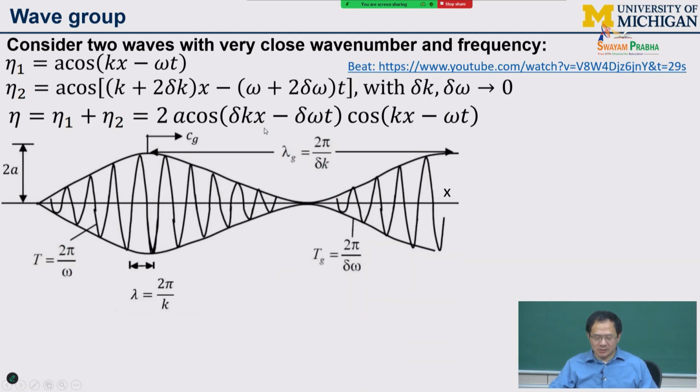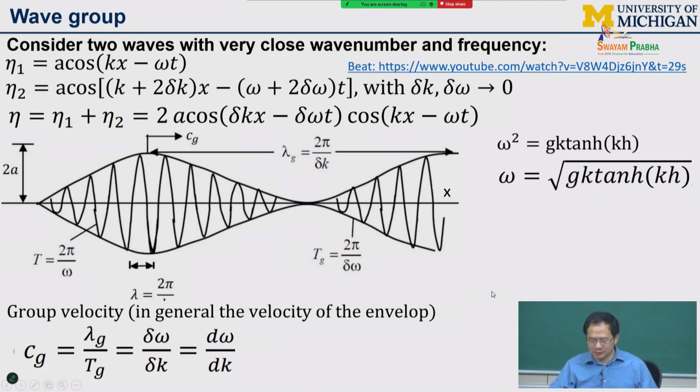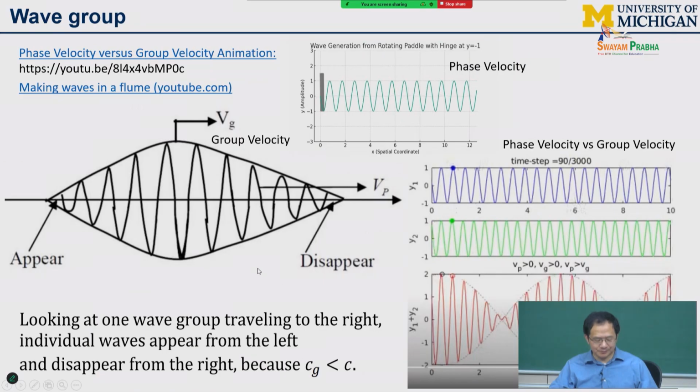So what does it look like? Here is the original wave, kx minus omega t, right? And then the amplitude will be the envelope, and you draw this wave amplitude more like that, and this is called beating, right? Before I introduce the so-called group velocity, I want to show you some video first.